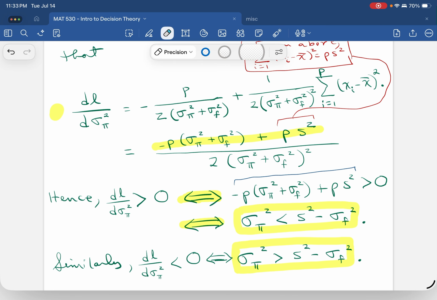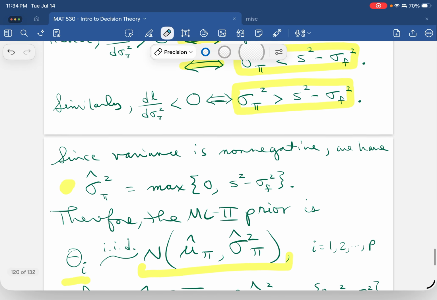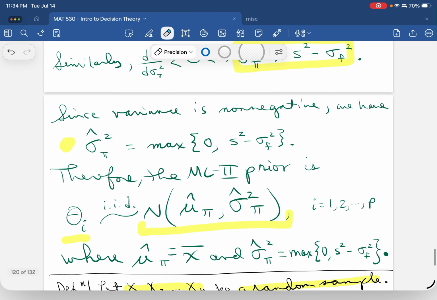But now there is one detail that we need to take care of, and that is that this quantity on the right could be negative. So we want to make sure that we choose the maximum of 0 and that critical point there. And so our ML2 prior turns out to be the normal distribution with these two parameters here, where mu sub pi hat is x bar and sigma sub pi squared hat is the maximum of these two numbers here.